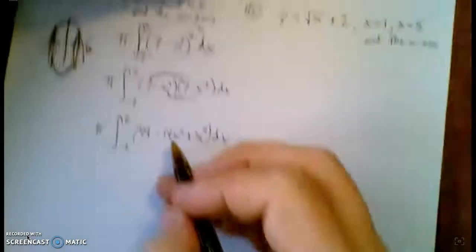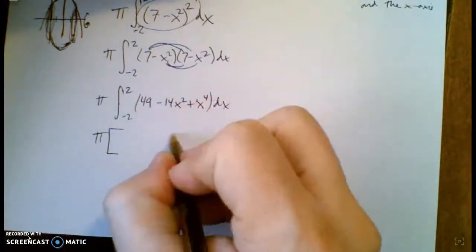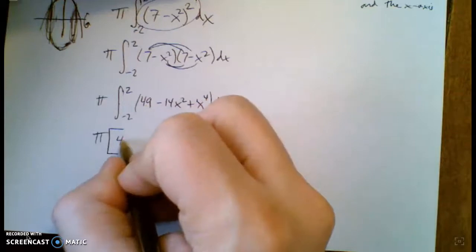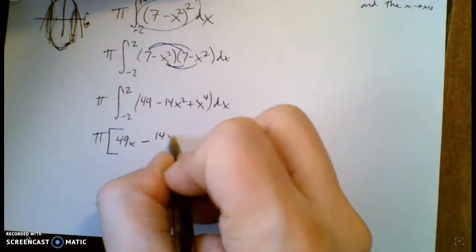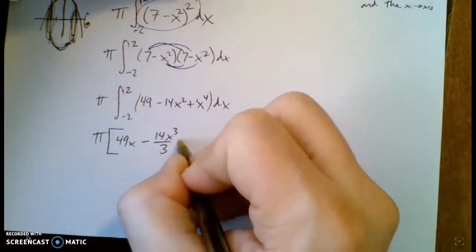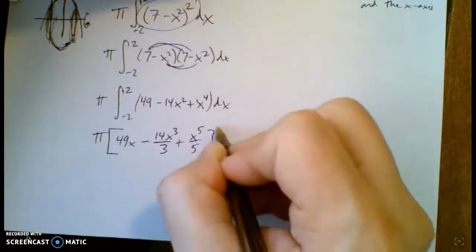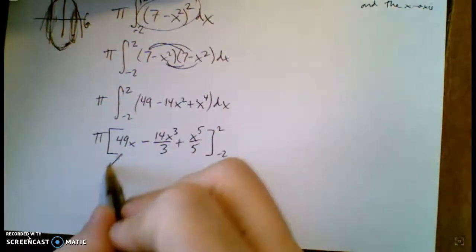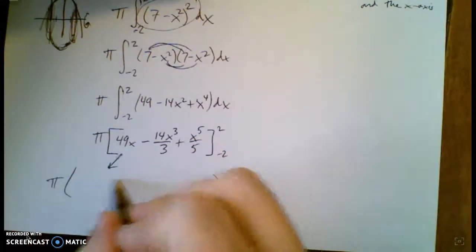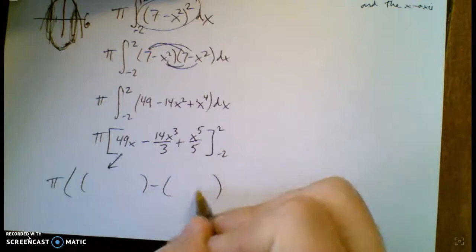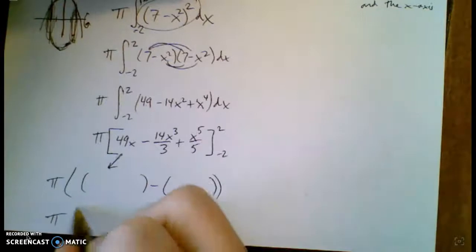Okay, you can write that in the other order. I don't really want to. Just don't forget your pi is kind of hanging out the whole time. So I'm going to raise each power up. Raise it up 1, divide by the new exponent. Raise it up 1, divide by the new exponent. Raise it up 1, divide by the new exponent. And then you're going to plug into 2. Still got this pi hanging out here. You're going to plug into 2. Then you're going to plug into negative 2. Then you're going to find your answer, and then multiply it by pi.